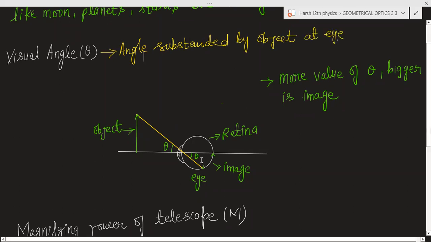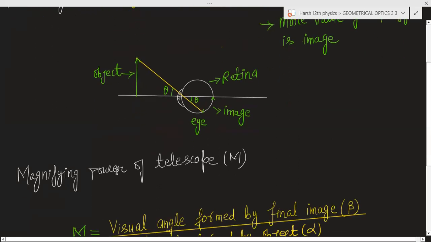So you can see here, this is the eye, and this is the angle subtended by the object at the eye. This angle is theta. In the same way, this angle will also be theta. The more the angle theta, the bigger the image will be. More value of theta, bigger is the image. So this is the visual angle.